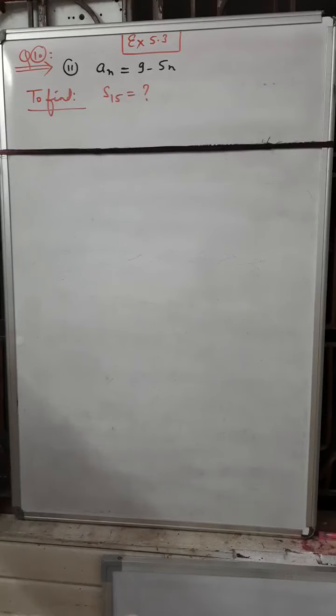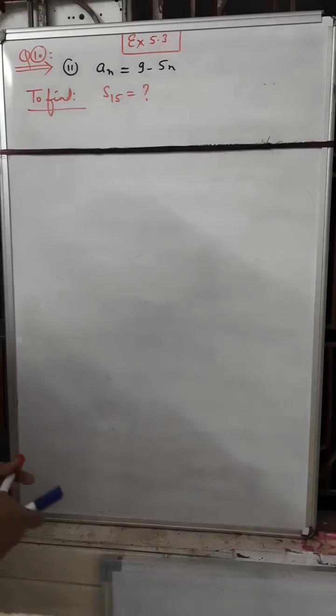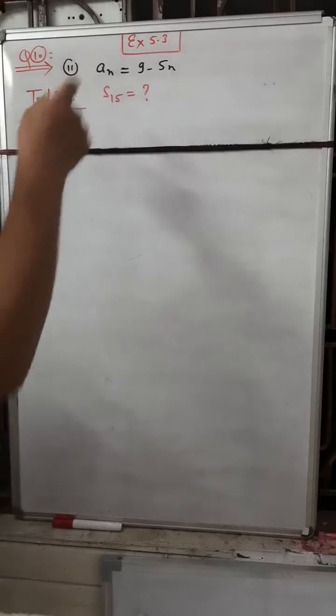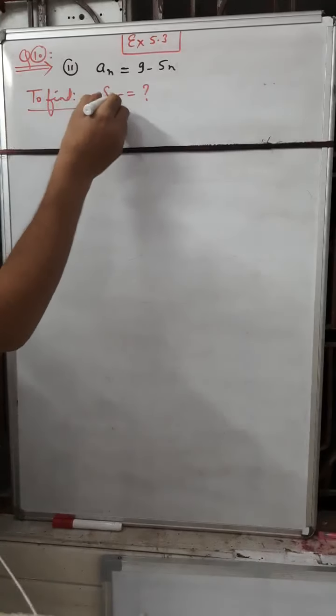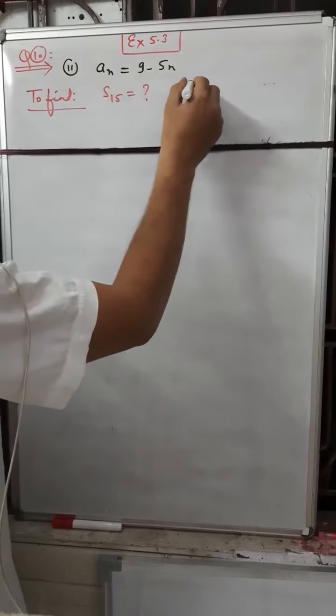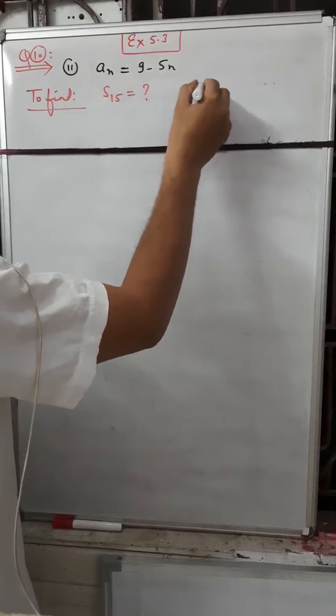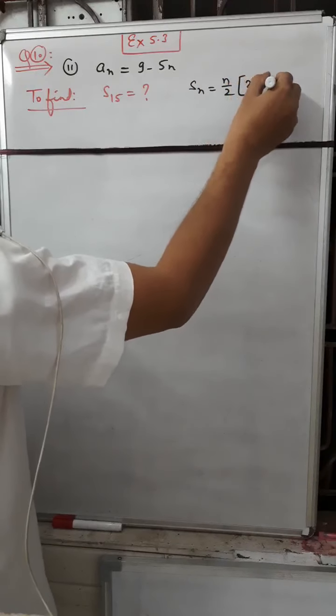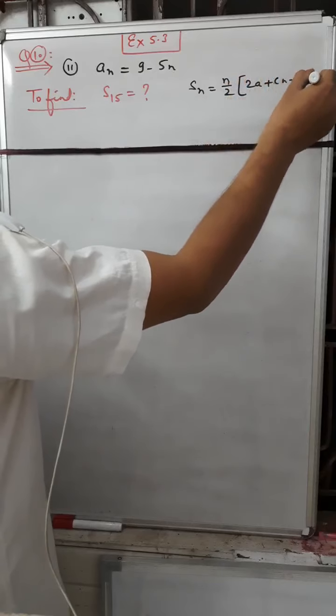So we have to find the sum of the first 15 terms of the given nth term. Here n... so how to solve? We have to find S15. For finding the sum, what do we need? As we know, Sn = n/2 [2a + (n minus 1) d].